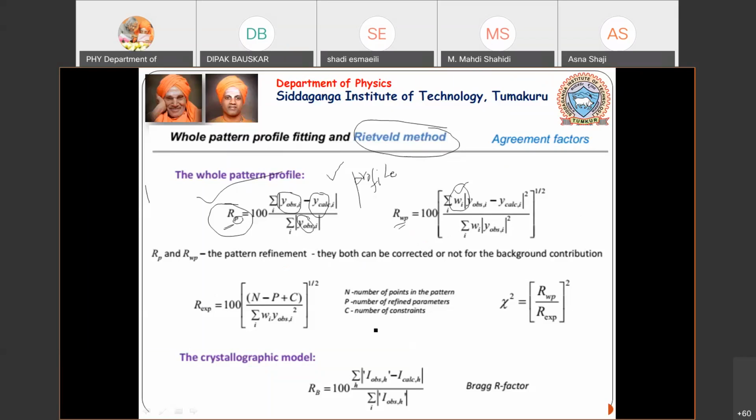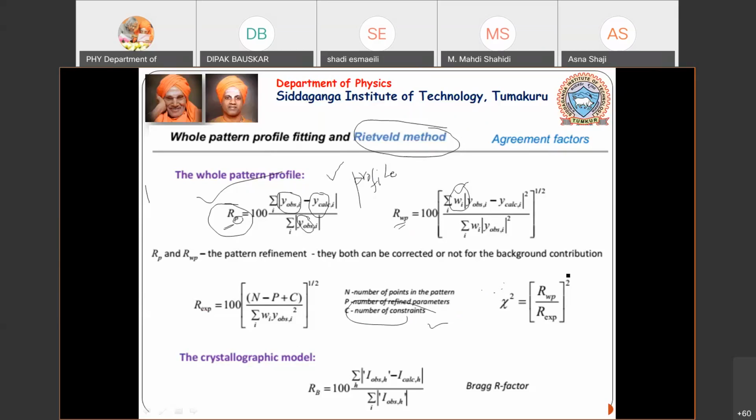The next term is R experimental. Rexp has the term n minus p plus c, where n is the number of points in the pattern, so if you take more data points, that is your n, then the number of refined parameters p, and c is the constant. These are again taken care of by your program. At this stage, I don't want to confuse you too much about w and c. The only thing is, if you have more data points and you are refining fewer parameters, then you get a better fit.